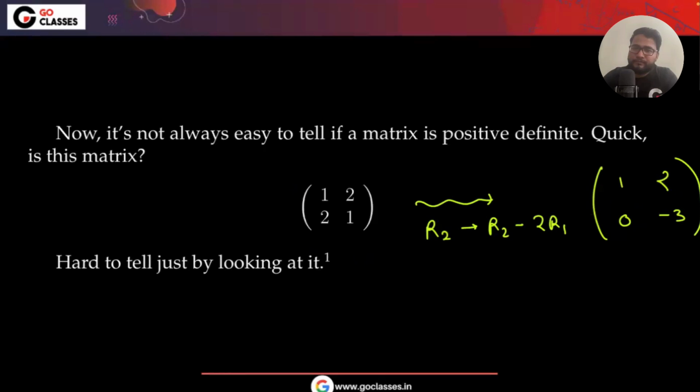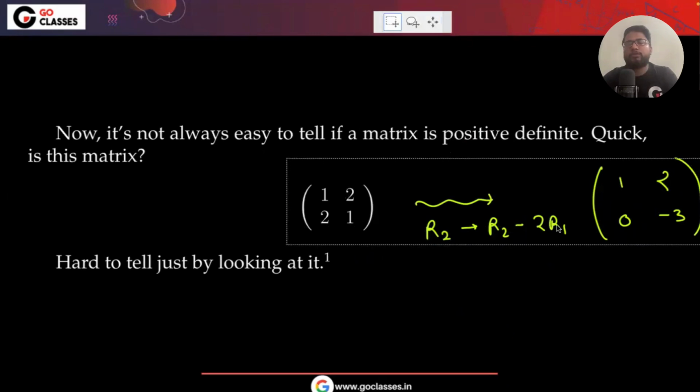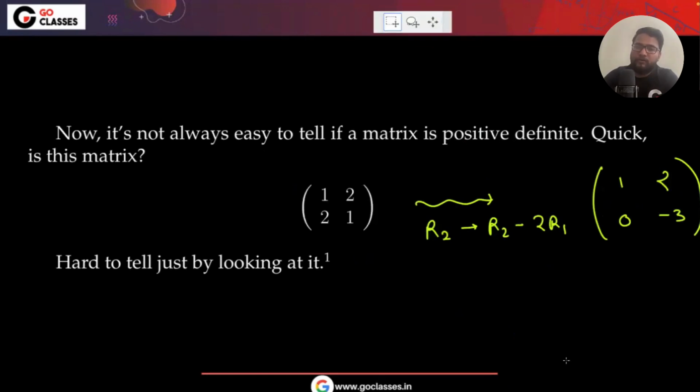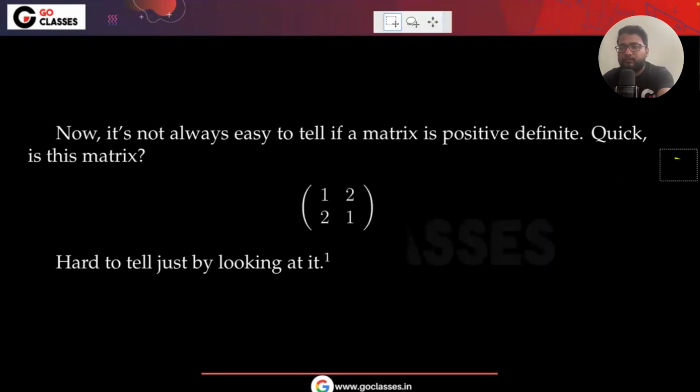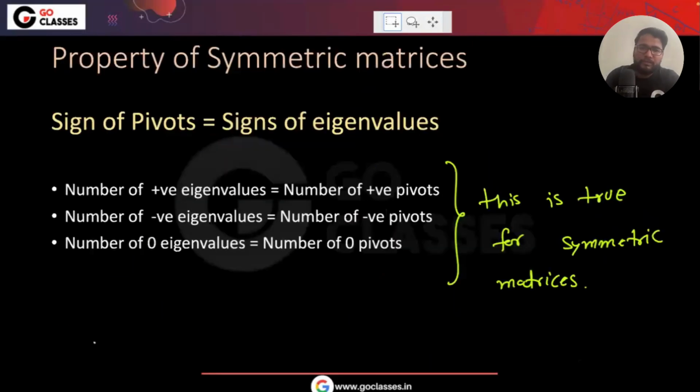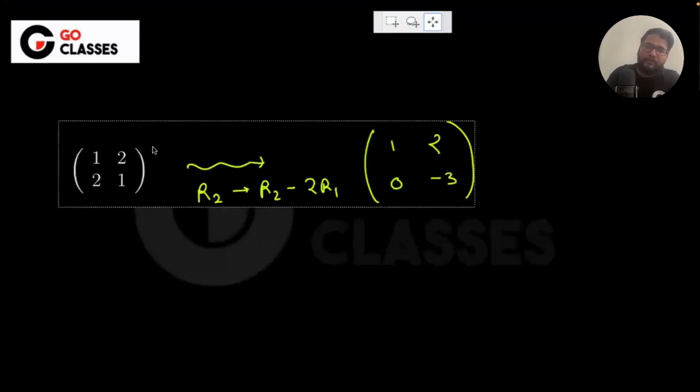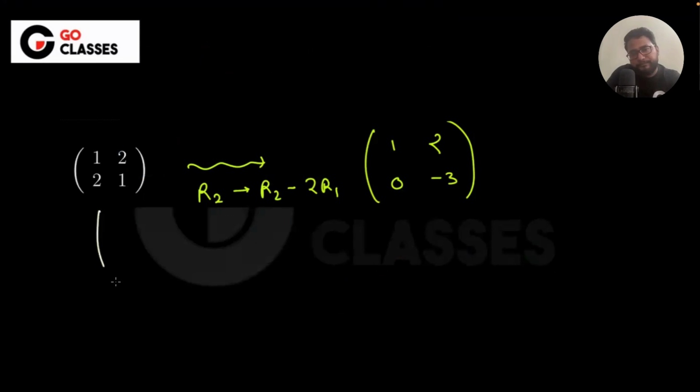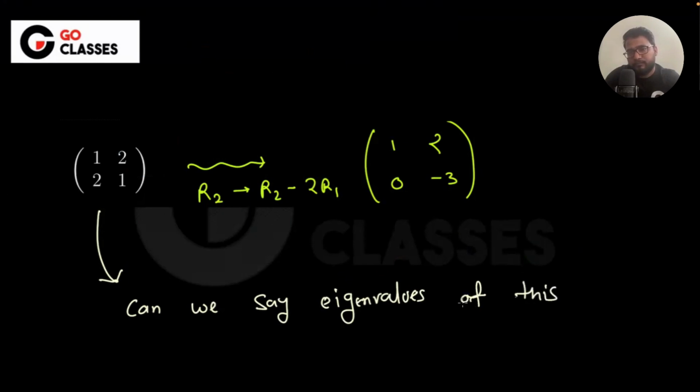Tell me. Can I apply these elementary row operations on the matrix for which I want to find the eigenvalues? I mean, if I want to find out the eigenvalues, can I apply these elementary row operations? What do you guys think? So what I'm saying here is that suppose I want to know the eigenvalues of this. Can I say that the eigenvalues of this matrix are 1 and minus 3? So the answer is no. So we cannot; if you want to find out the eigenvalues, then you cannot apply these row operations.